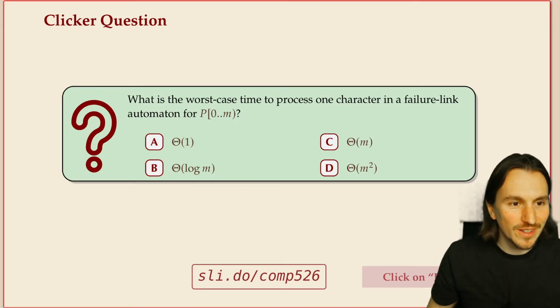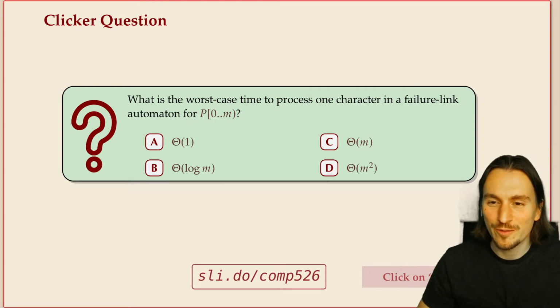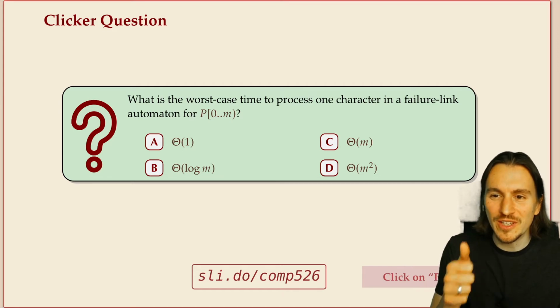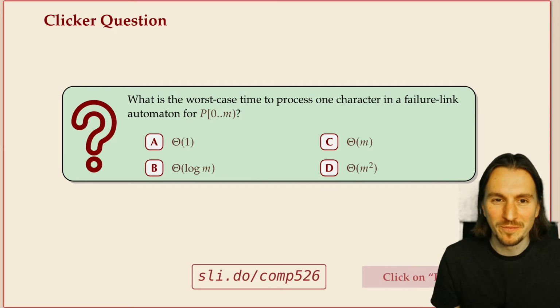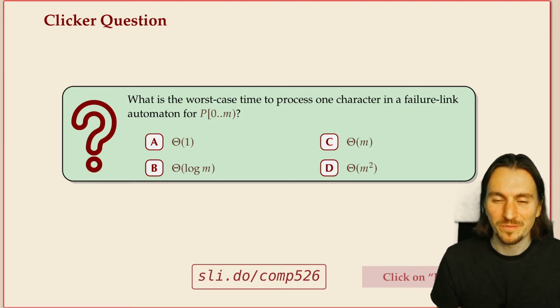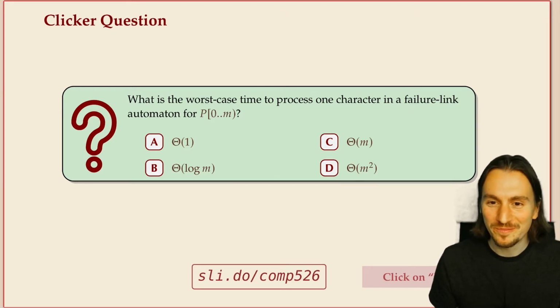So let's get you guys awake again and see if you've digested this part about failure automata already. What is the worst possible time it could take to read a single character in the failure link automaton for a pattern? How long can it take to process a single character in the text? Let's have a vote on this.